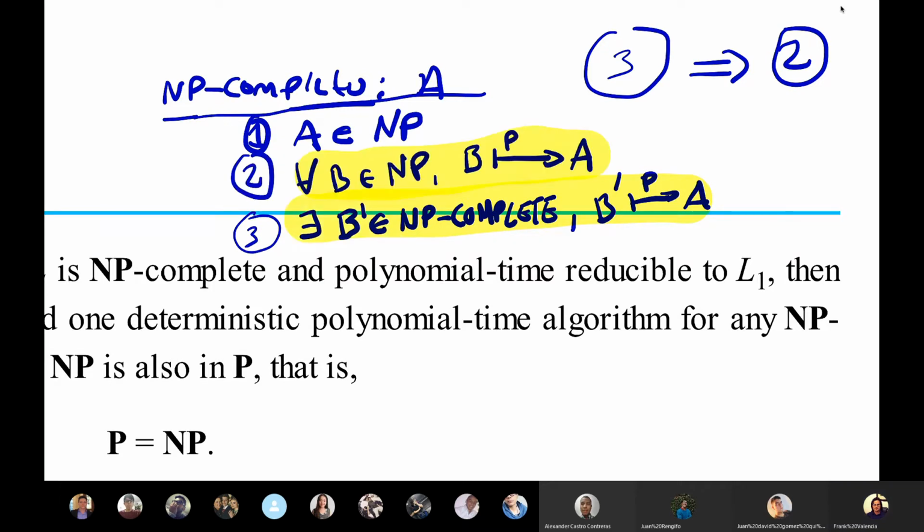Now, can you tell me why? This is a consequence of the definition of NP complete. Why is that? Sorry? Somebody say something?